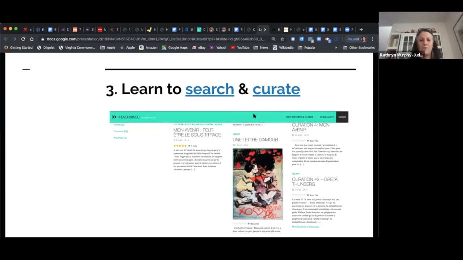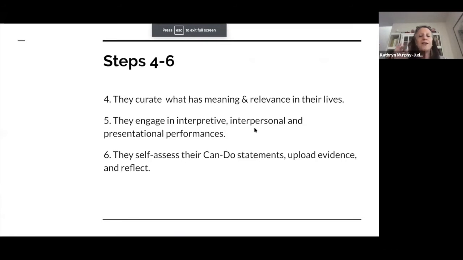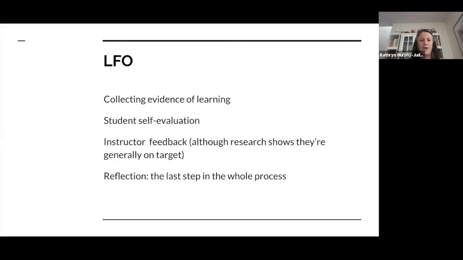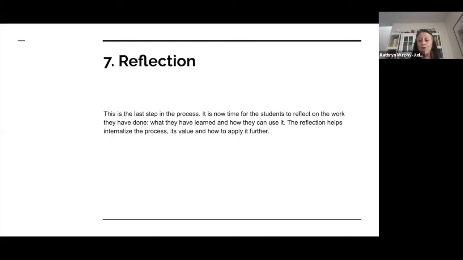Let me go back here. So they curate on things that have meaning and are relevant in their lives, just widely on the World Wide Web after having learned how to search well. And then they engage in performances that are interpretive, interpersonal, and presentational based on what they've curated in class. And then we use Linguafolio for them to self-assess through can-do statements that we've set up that work for each one of the units. So they evaluate their learning using the Linguafolio, and they do reflection, which we know is probably one of the most important parts of learning.